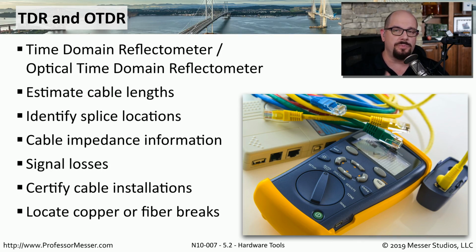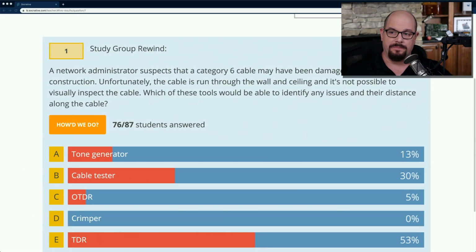This is much more advanced than a typical cable tester. Cable testers tend to just provide a wire map showing you continuity. Does pin 1 connect to pin 1? Does pin 2 connect to pin 2? Does pin 3 connect to pin 3? That's one of those things that become really useful if you just need a very simple test. But when you need a more advanced test, you need a TDR, a time domain reflectometer. That's the great way to go. And of course, 53% did choose that.